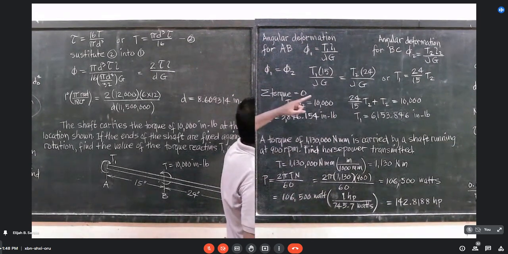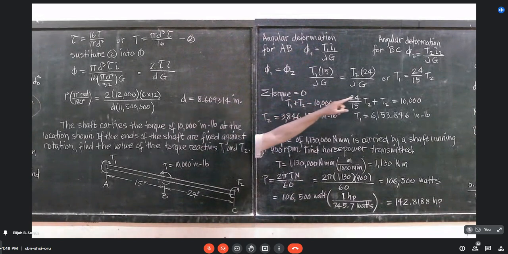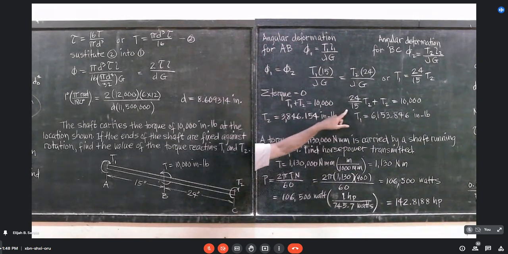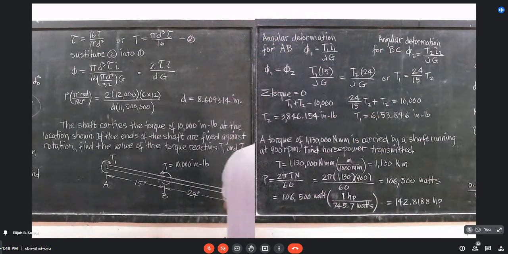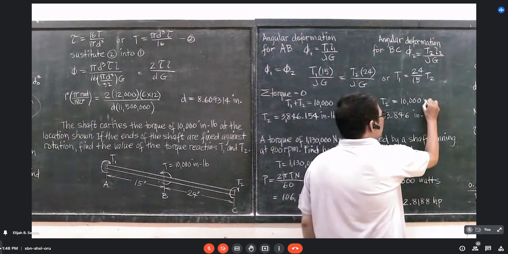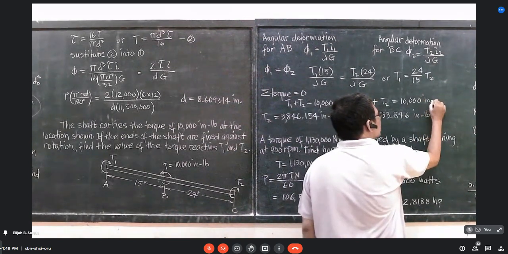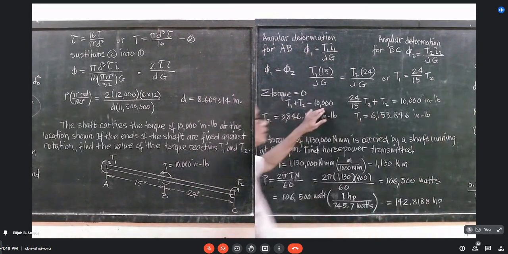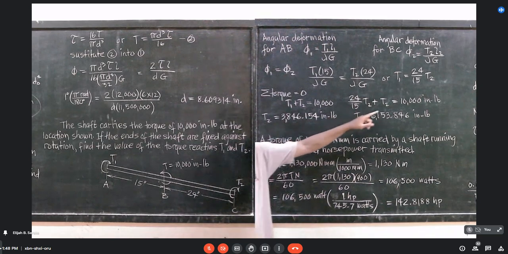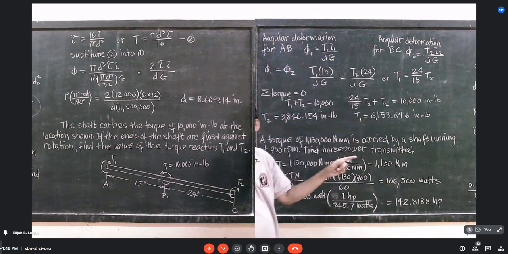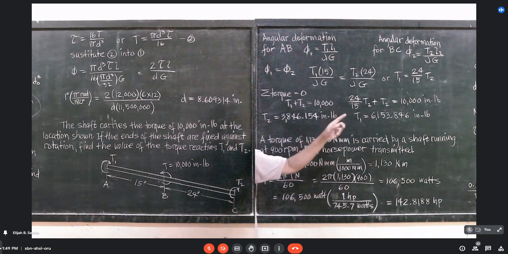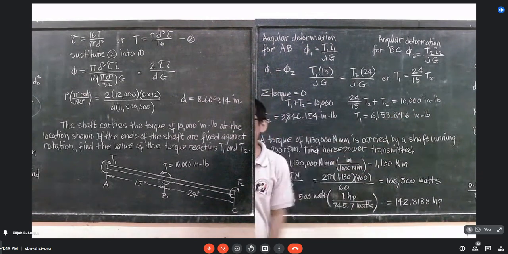And then, since we already have T1 in terms of T2, we can substitute T1 here so that we will only have T2. So 24 over 15 T2 plus T2 is 10,000 inch pounds. Just put inch pound there. So, we can solve for T2. You say 10,000 pounds divided by 24 over 15 plus 1. It is simple algebra. You just add this T2 and the other T2. So this is actually 1 plus 24 over 15, and divide it into the 10,000. You are going to get this one.